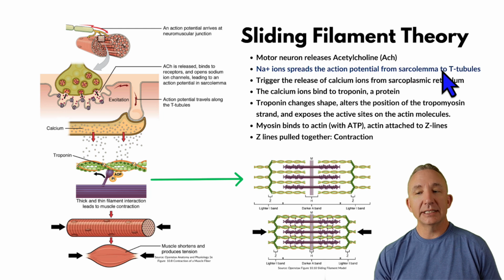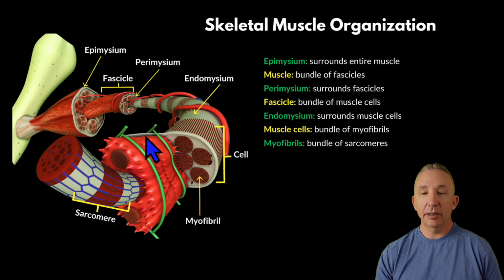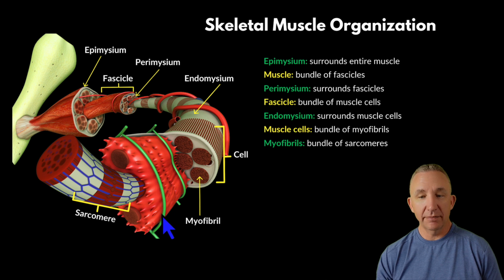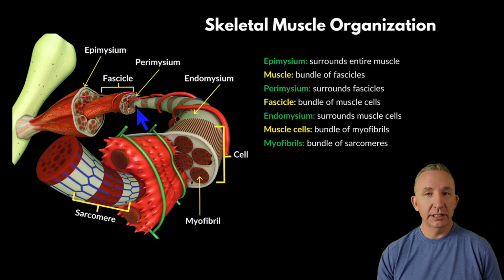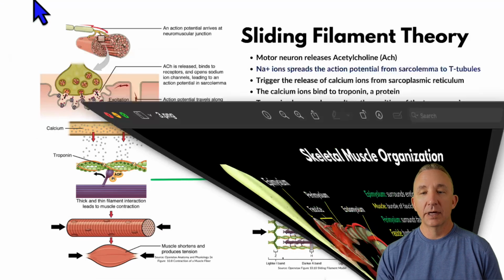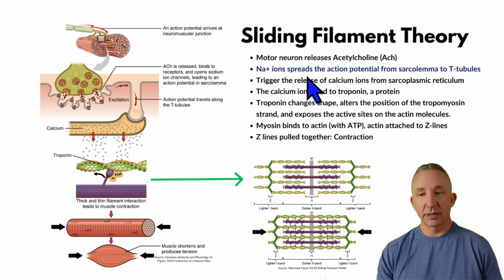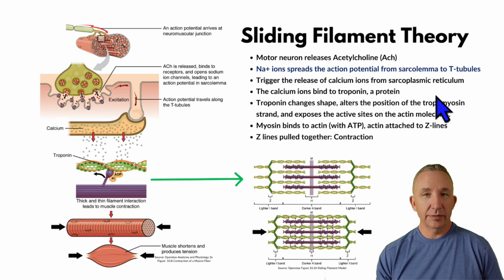So it reaches our T-tubules, and if you remember, T-tubules help to spread the information across the cell. In this case, these green tubes are called T-tubules or transverse because they spread transversely across to help move the messaging that's going on. So that sodium then triggers the release of calcium. Calcium is secreted by the sarcoplasmic reticulum. This is going to trigger the contraction.